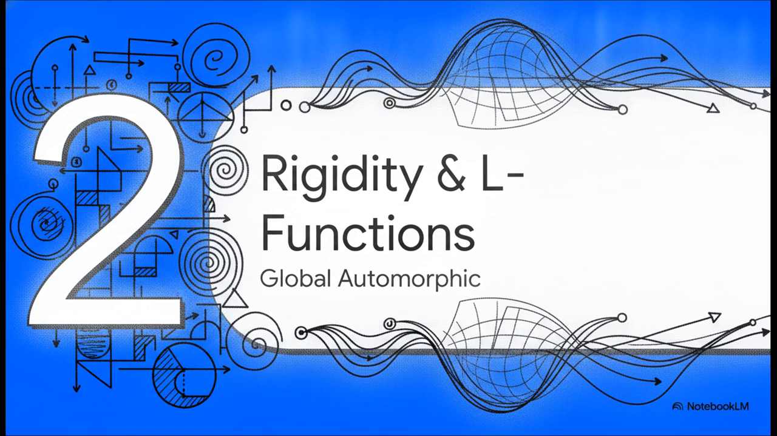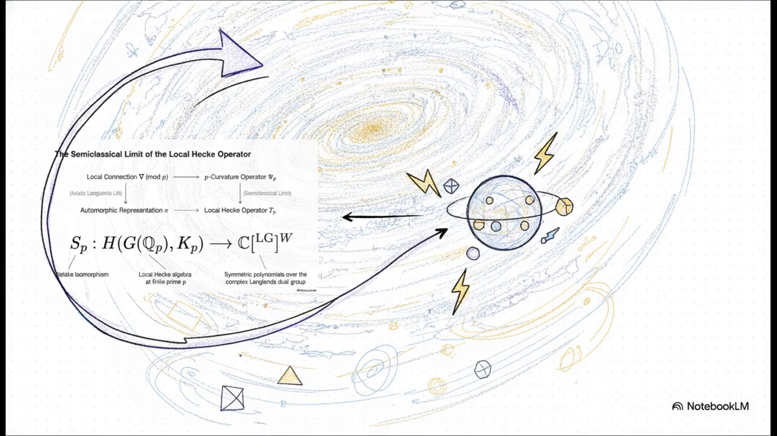Moving on to Section 2, rigidity and L-functions. Let's see how this all builds into these massive global mathematical frameworks. Right here is where the magic really happens. Through the Satake isomorphism, we map the local Hecke algebra to symmetric polynomials over the complex Langlands dual group, denoted as SP mapping to those complex polynomials. By doing this, the local p-curvature is revealed to be the semi-classical limit of the local Hecke operator at a non-Archimedean place p. The local p-curvature operator and the local Hecke operator are fundamentally, undeniably tied together.